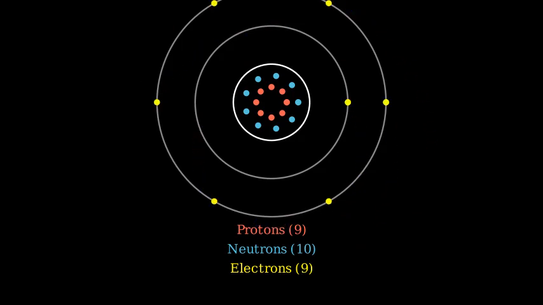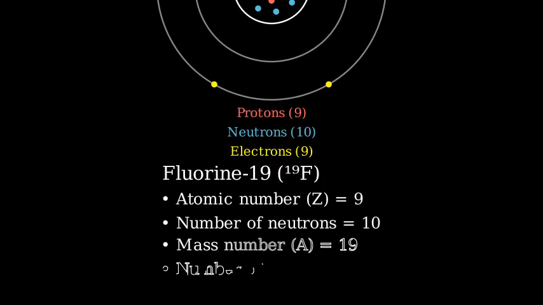outer shell. Let's summarize what we know about fluorine 19. It has an atomic number of 9, which identifies it as fluorine. It has 10 neutrons, giving it a mass number of 19. And it has 9 electrons, making it electrically neutral.